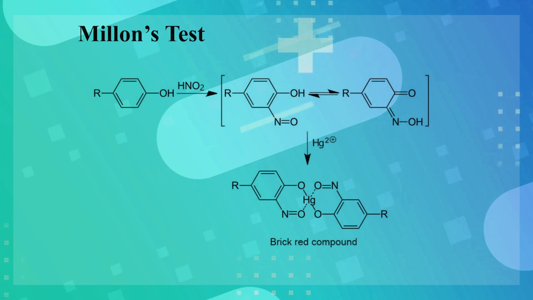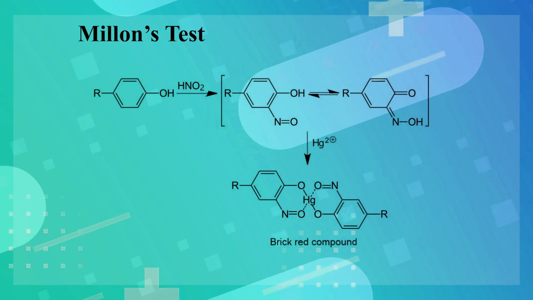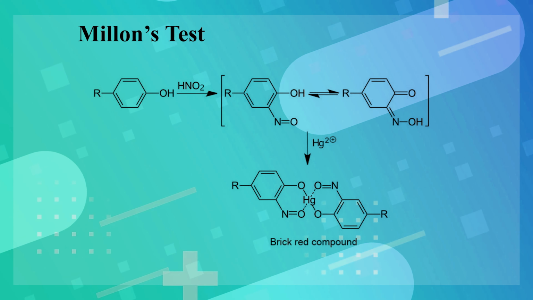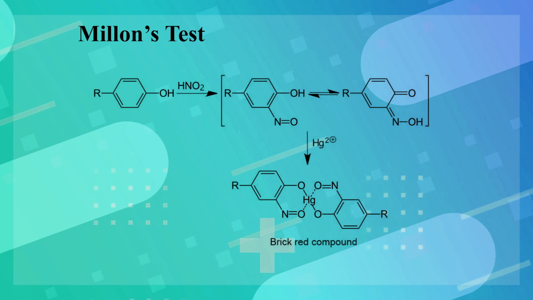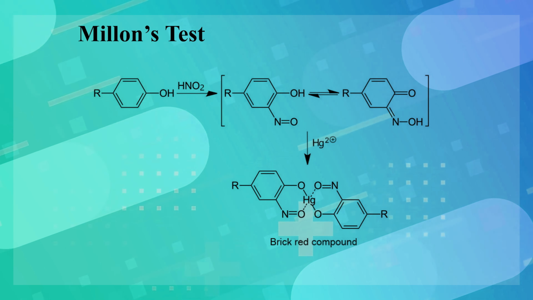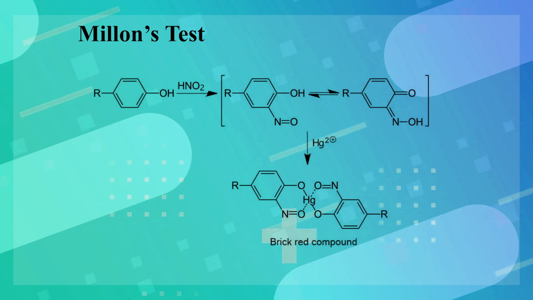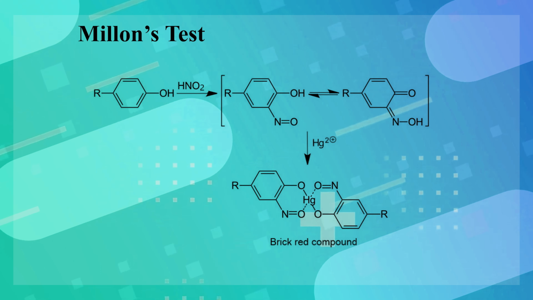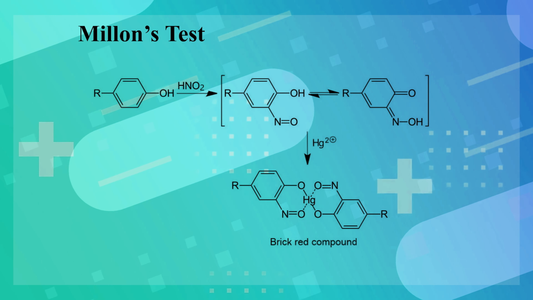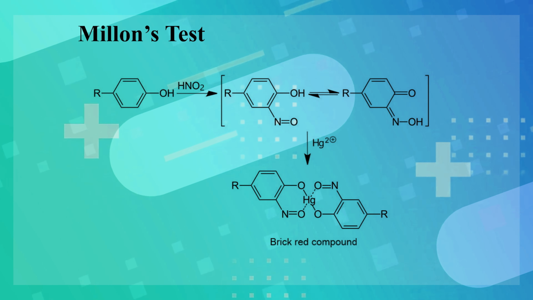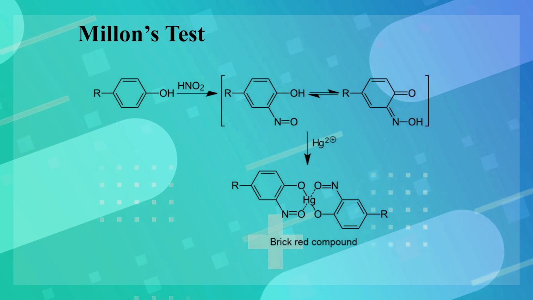Next is Millon's test. This test is specific for identification of tyrosine. So here protein is denatured by mercuric sulfate exposing hydroxyphenyl group of tyrosine. Then sodium nitrite reacts with sulfuric acid to form nitrous acid. Then the exposed hydroxyphenyl group will react with the nitrous acid and the compound which is formed will chelate the mercuric ions and give red color precipitate. This brick red color precipitate will indicate the presence of tyrosine.